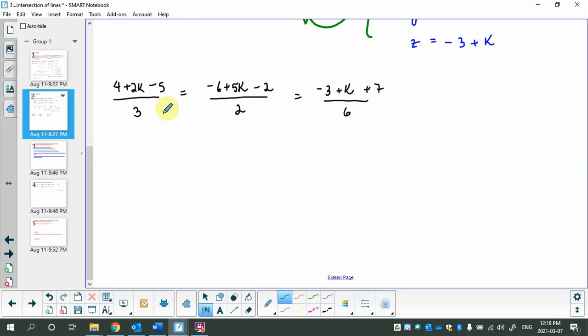And before I go on, I can see some like terms, so I'm going to collect like terms in each of the fractions. So this one, 2k minus 1 over 3. This one, 5k minus 8 over 2. This one, k plus 4 over 6. Let's go looking for the next step.